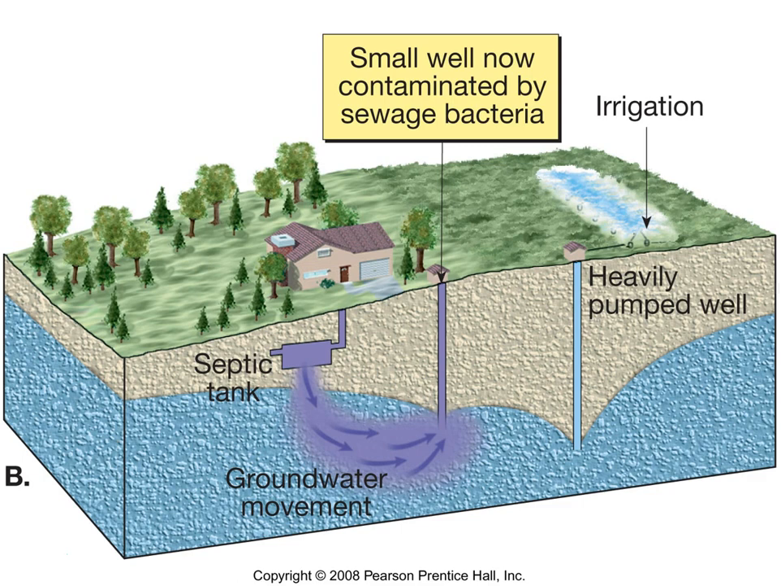That heavily pumped well is going to cause drawdown on the groundwater table, and it's going to form a cone of depression, which changes the hydraulic gradient. And when you change the hydraulic gradient, you change the direction of water flow. And what's happened now is that instead of flowing away from his well, that septic tank is draining directly into his well. That's what they're using for drinking, for cooking, for bathing, for cleaning. And that is not a good thing.